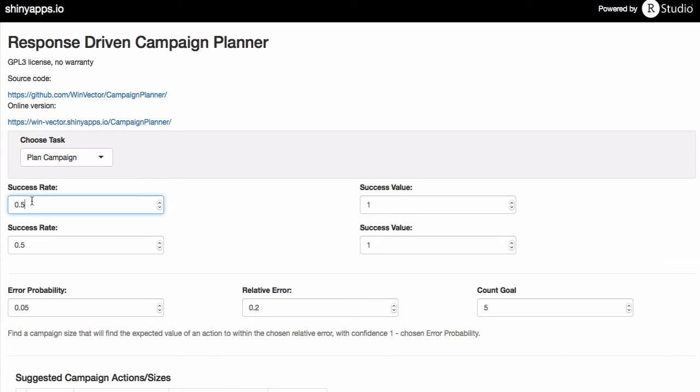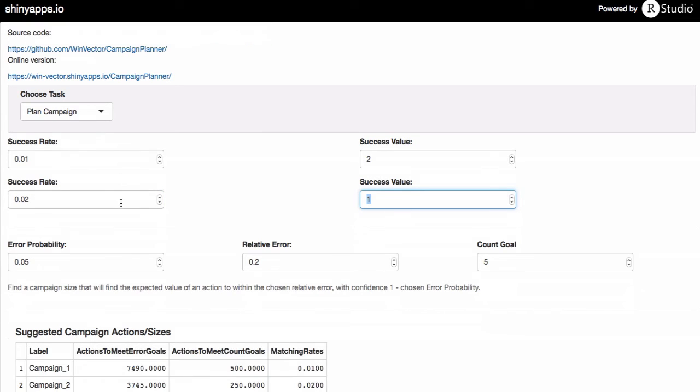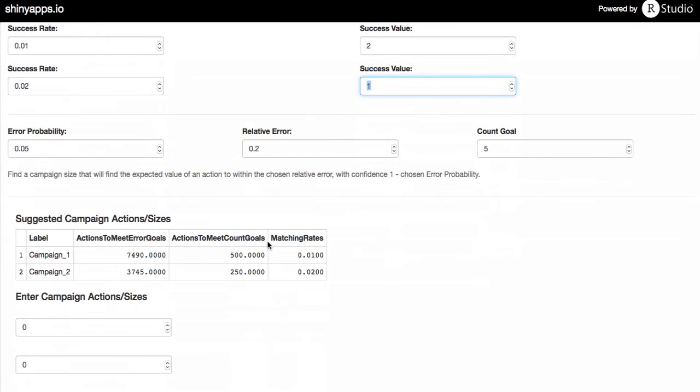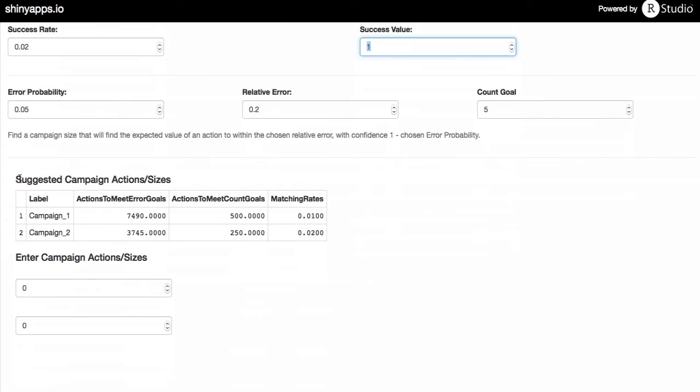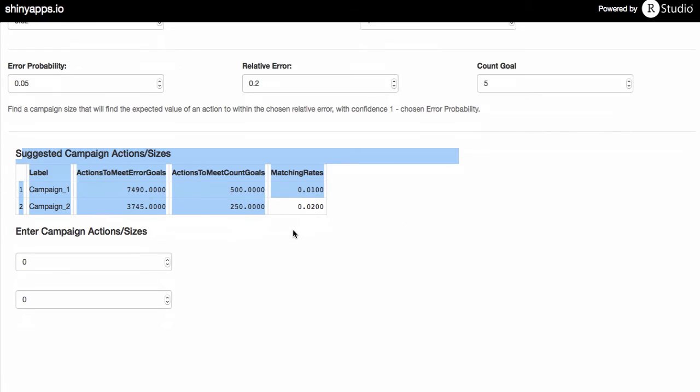Let's enter a campaign very similar to one of the ones we've already analyzed the results of. So that would be a campaign with a 1% success rate and a success valuation of $2 per success, and a second campaign with a 2% success rate and a success valuation of $1 per success. We'll ignore the additional controls for a bit, and we'll go to the first part of the results. This is the size suggestion table.